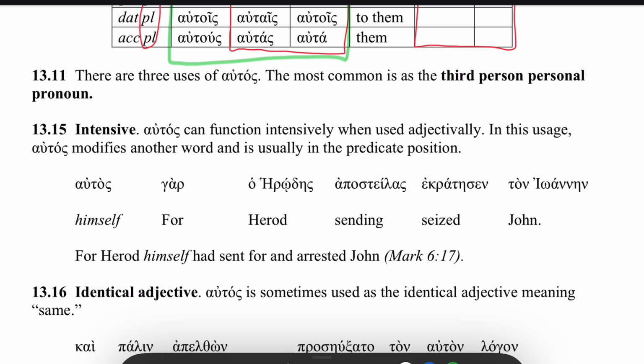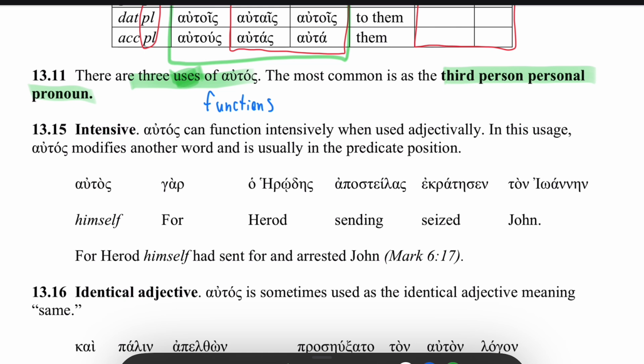There are, and this you do want to know, the three basic uses of autos. So the form autos, the letters itself as it appears, are going to be performing three main uses or functions. So these are the three functions that you're going to be encountering for autos and its various inflections. So the most common, and the first one, is the third person personal pronoun. So just like the way we use it in English, when you encounter he or autos, it's referring back to its antecedent and it's functioning in the place of.